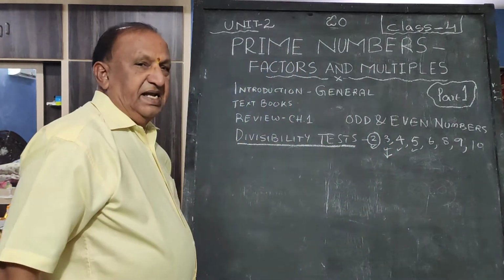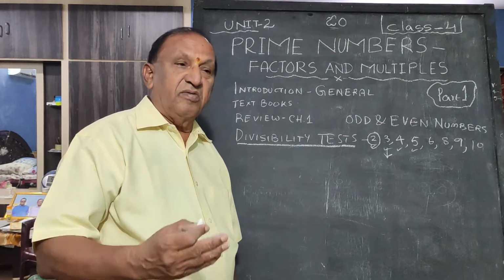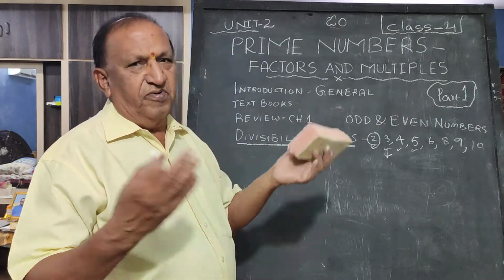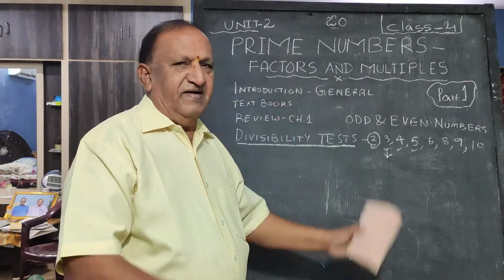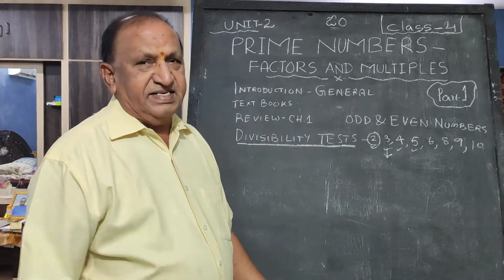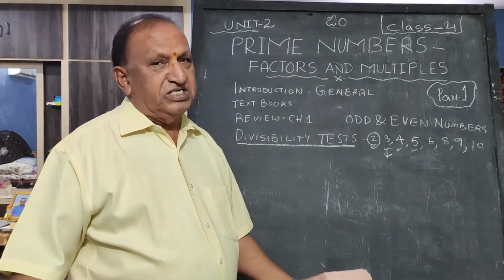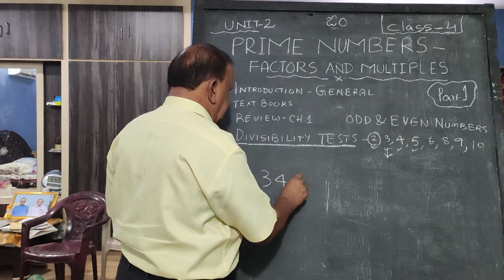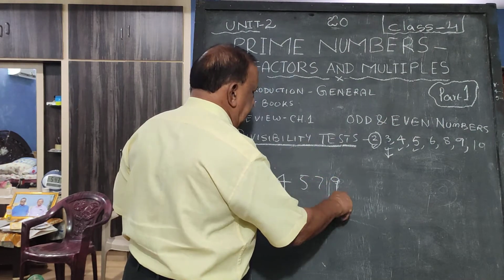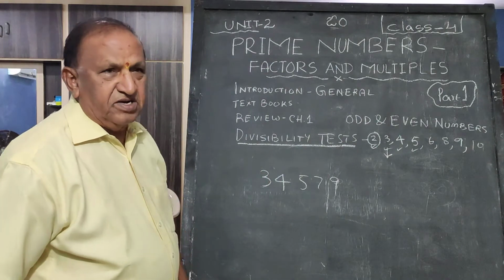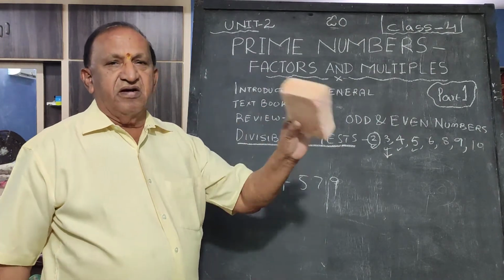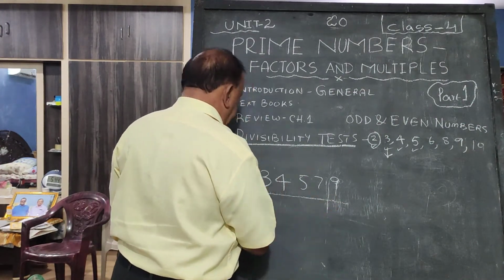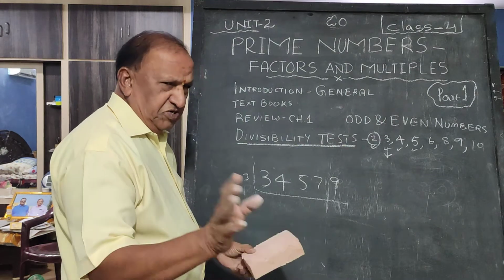How do you find whether a given number is divisible by 3 or not? Of course, you can go with the usual process. You just divide it and then find out. But if you are a smart kid, you don't need to do that. There is a technique. For example, you have a number like 34,579. Now you want to find out if this number is divisible by 3 or not. Normally you divide by 3, right? No, you don't have to do that.